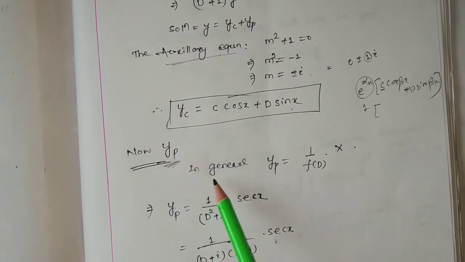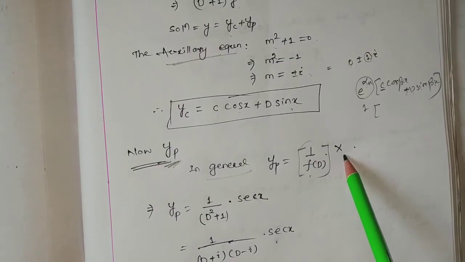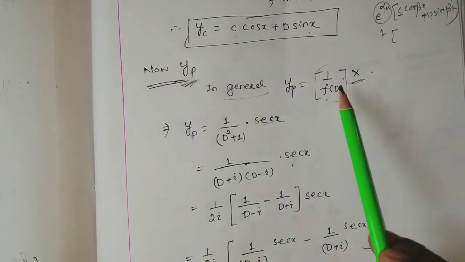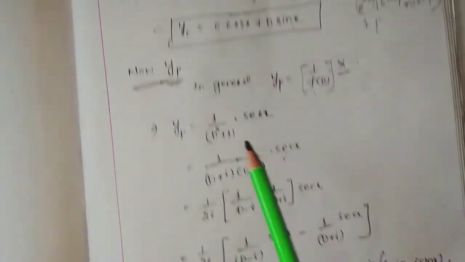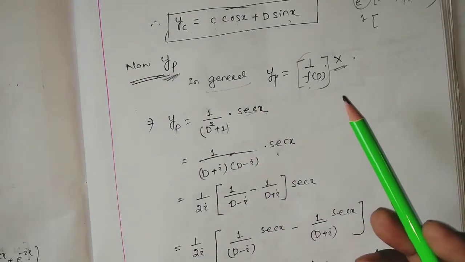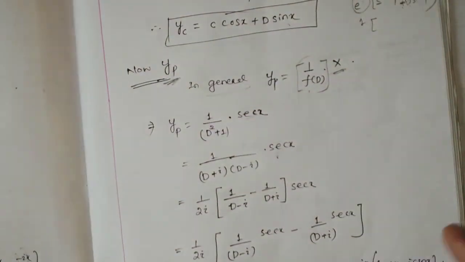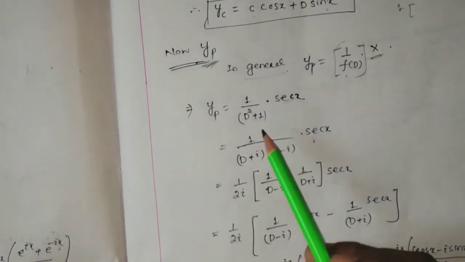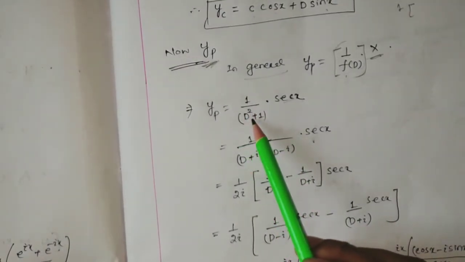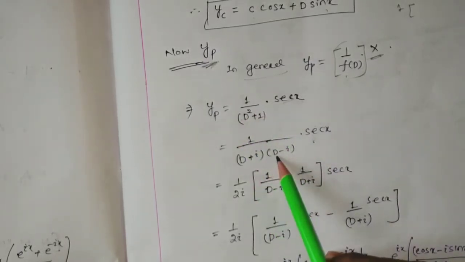Particular integral, in general, we know is 1 by f of D operated on the source function. The source function given in the question is sec x. So 1 by f of D is 1 by (D square plus 1) operated on sec x. Here sec x is another function, except e to the power x, sin x and polynomial. So what do we have to do? We have to write this denominator, the operator D square plus 1, in this format: (D plus i) into (D minus i).